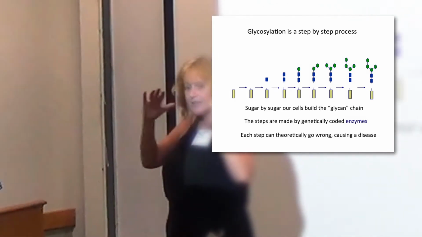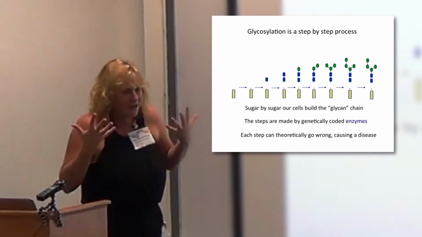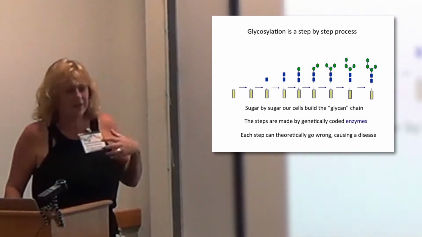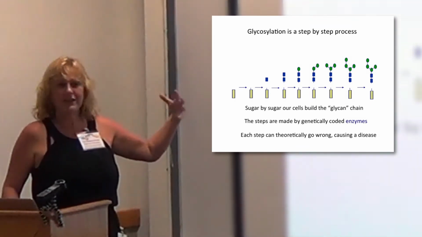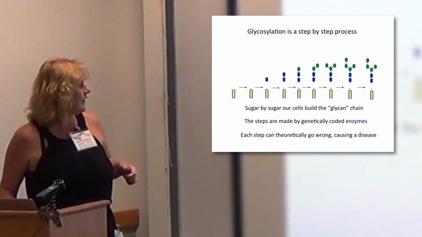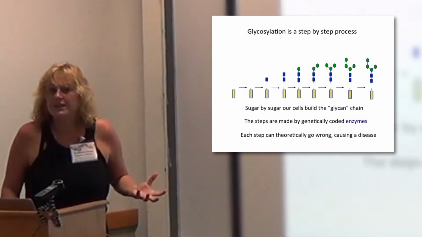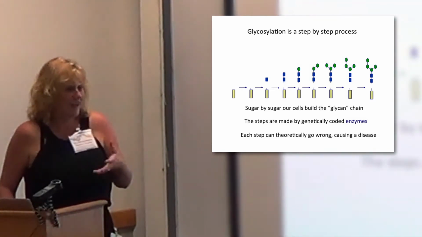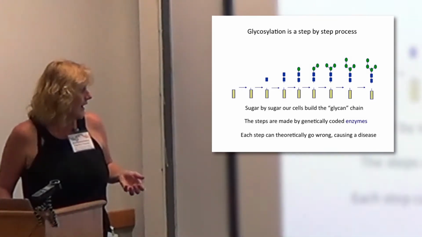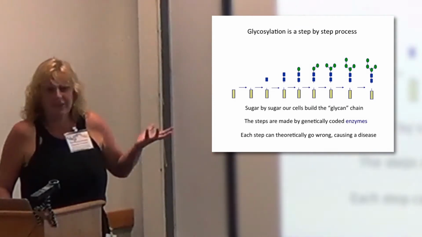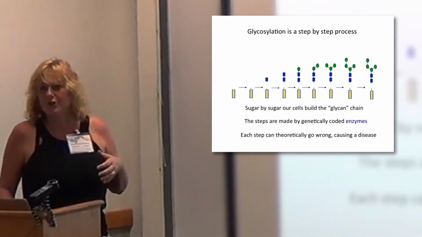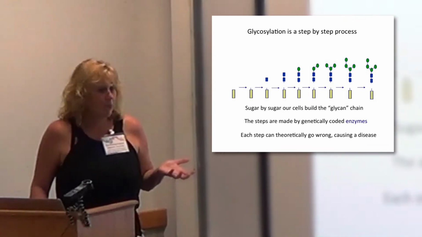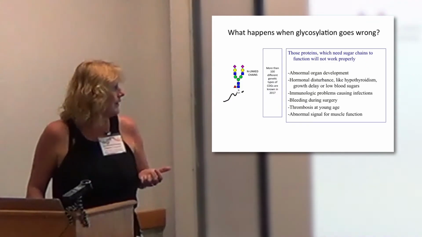Which sugar comes? It's all thought out, so there is a plan. It's not random. You make the same structure for a certain protein. You use the same sugar structure. So it's genetically coded, so you're born with either normal sugar chains or abnormal sugar chains. And then each step can theoretically go wrong. So you can imagine how many different CDGs there are. Actually, we say more than 100 types are known.